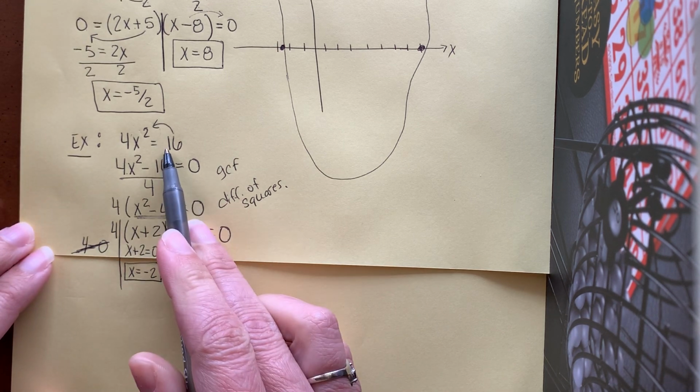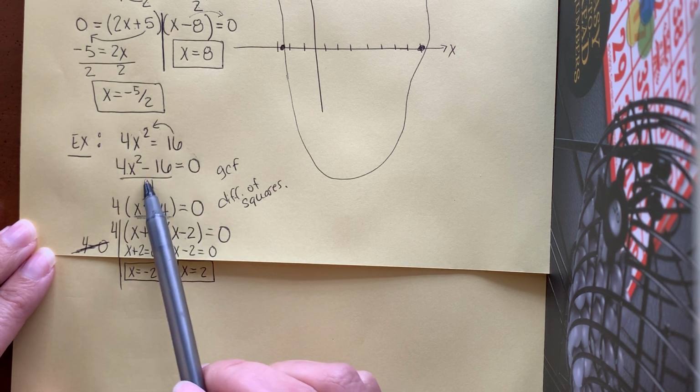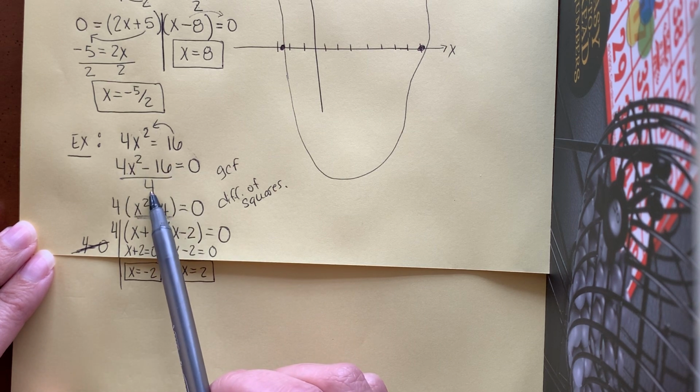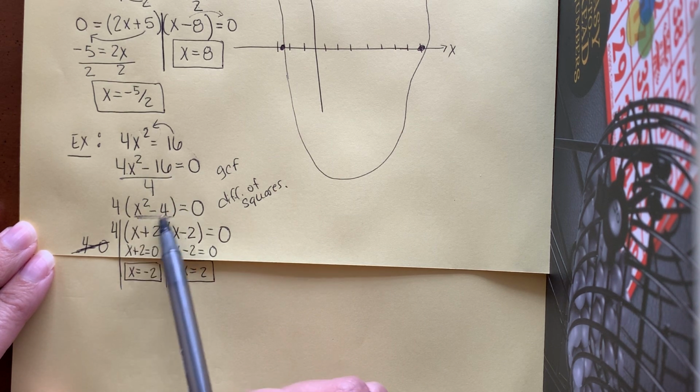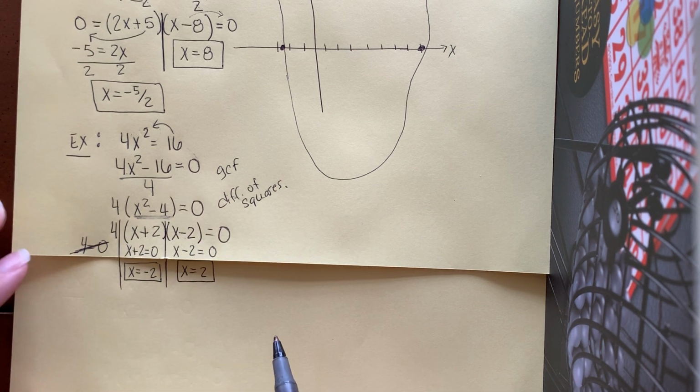So this quadratic equation I started out with, remember I set it equal to 0, and then I factored it because I noticed it had a greatest common factor, so I divided by that first. And then it left me with difference of squares that I could factor. Then I could split and solve. So my solution is negative 2 and positive 2.